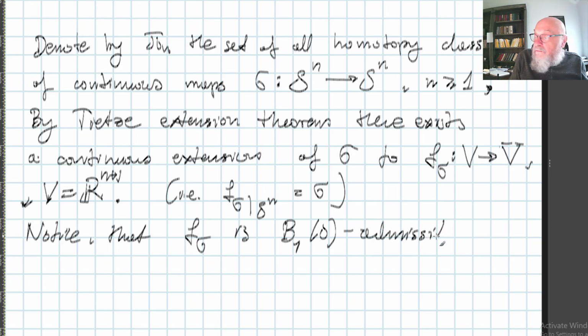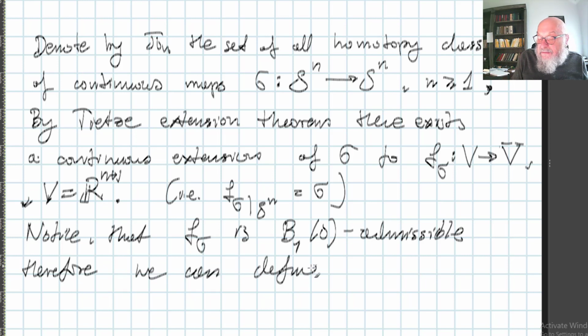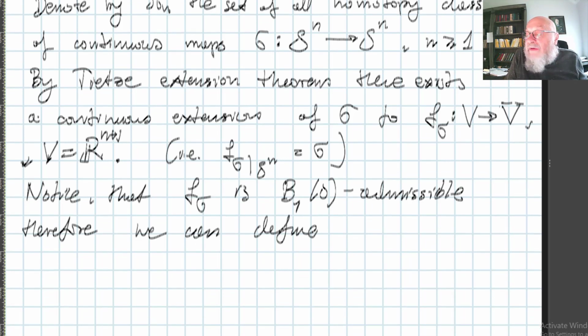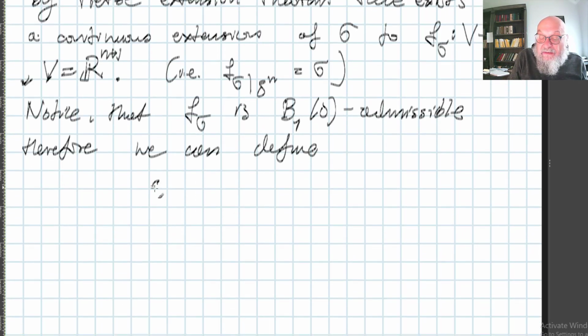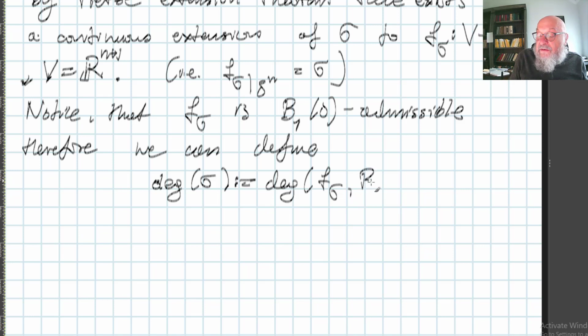Therefore, we can define the integer number, and denote this number degree of sigma. By the definition it will be exactly the local degree that we just introduced. We take f sigma and apply it on B1(0). So this is the local degree. A couple of remarks, of course. Remark.